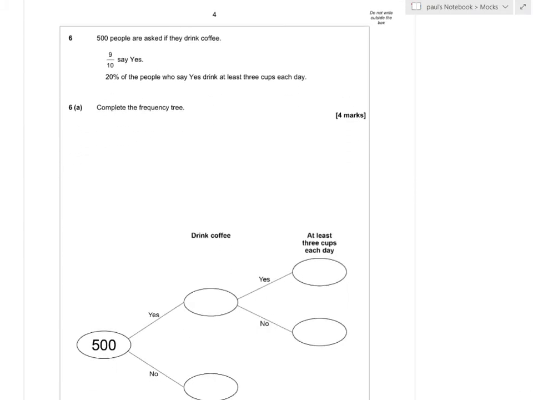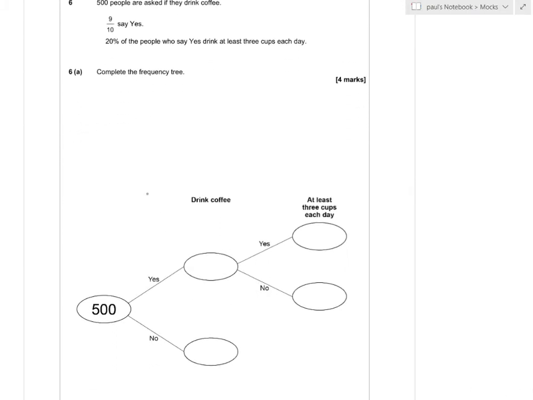500 people were asked if they drink coffee. 9/10 said yes, and 20% of the people who said yes drink 3 cups a day. Complete the tree. So 9/10 of 500, a tenth of that is 50, so it's only 450. So we have 450 up there, and the other 50 will be down there.